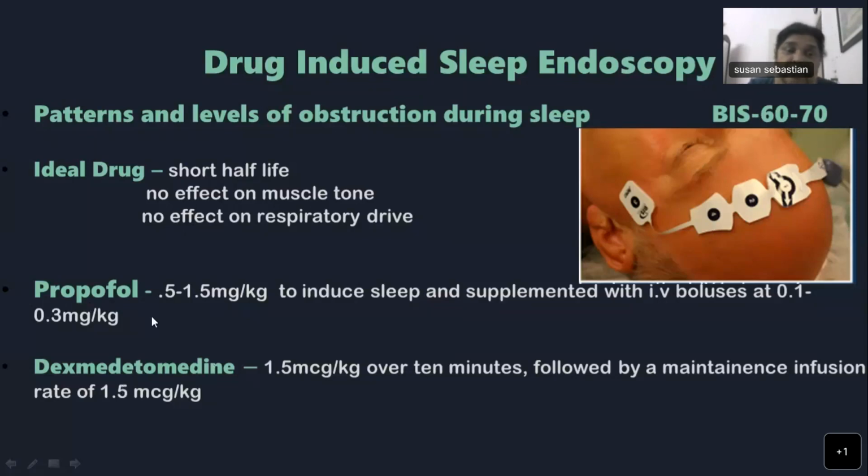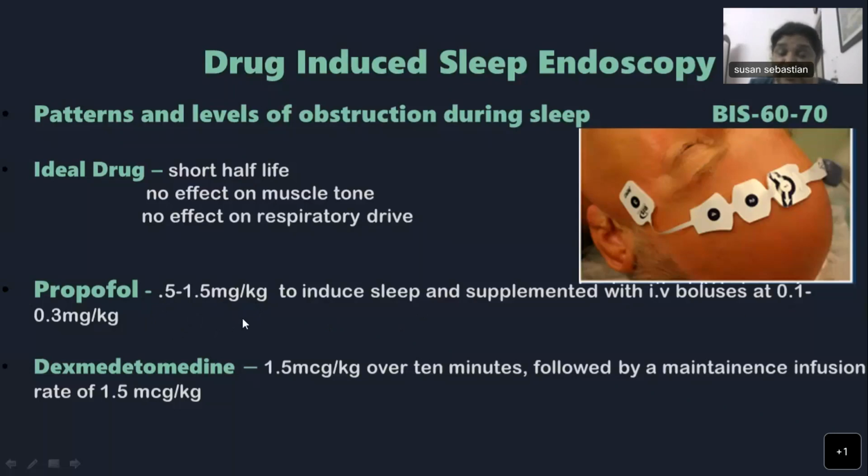Propofol is an ideal drug because its action is very fast and the effect of the medicine also wears off very fast. And for propofol, the dose is 0.5 to 1.5 milligram per kilogram to induce sleep, supplemented with IV boluses of 0.1 to 0.3 milligram per kilogram.